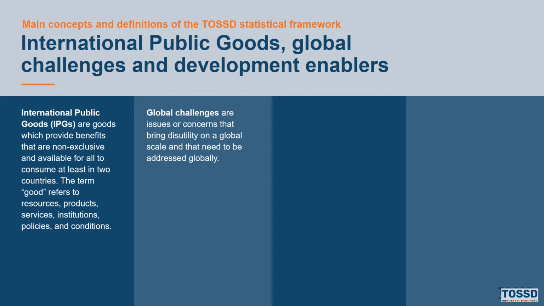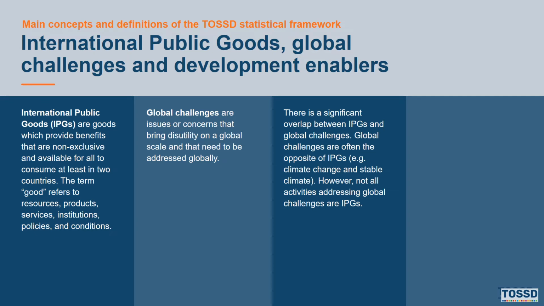Global challenges are issues or concerns that bring disutility on a global scale and that need to be addressed globally. There is a significant overlap between international public goods and global challenges. Global challenges are often the opposite of international public goods, for example, climate change being the opposite of stable climate. However, not all activities addressing global challenges are international public goods.